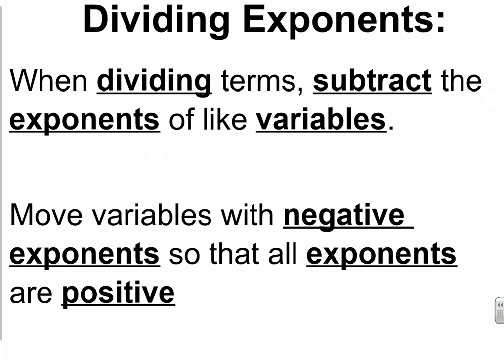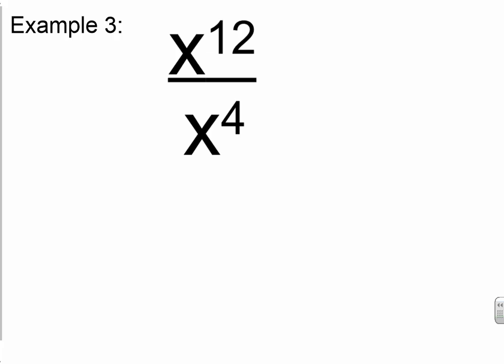Next thing we're going to talk about is dividing exponents. When dividing the terms, subtract the exponents of like variables. Move variables with negative exponents so that all exponents are positive. So right now we're going to go ahead and talk about dividing the exponents by subtracting. When you multiply, you add. When you divide, you subtract. But we're also going to keep in mind that negative exponents have to be moved to the side that makes them positive. So we're going to take a look at example 3 first.